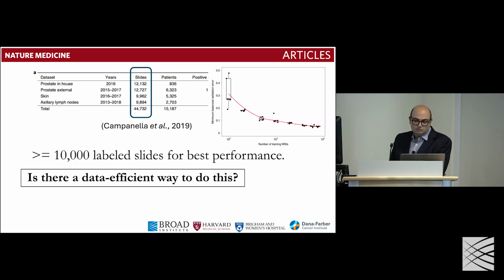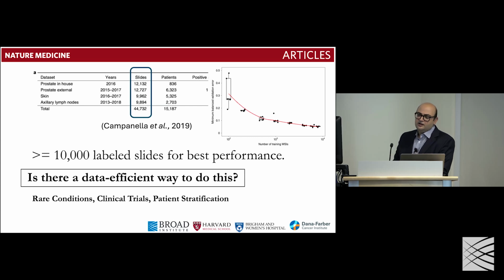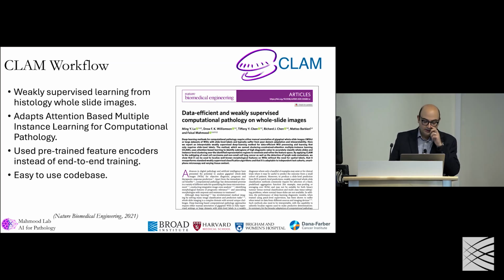But we really wanted to see if there's a more data efficient way to do this, and we started working in this area around the same time in 2019. So we can target the more interesting problems in pathology, like rare cancers, clinical trials, patient stratification. So in 2021, we published this study, and we called the method clustering constrained attention MIL.